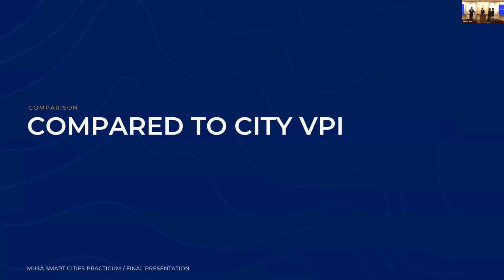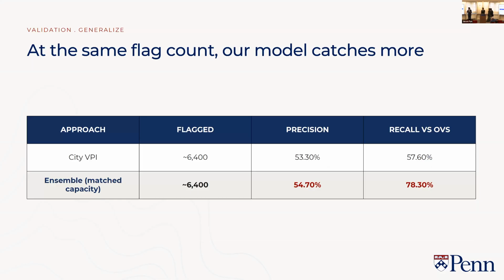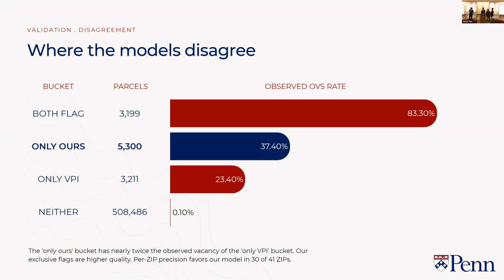And finally, the main point of this, why would you use our model compared to the current existing city one? So with the comparison, with the same amount of flags, our model actually catches a better precision and better recall, showing better quality of model. And also, where our model disagrees, there's a large amount where both flag, but our model actually captures nearly twice the amount of observed vacancies compared to the VPI only.